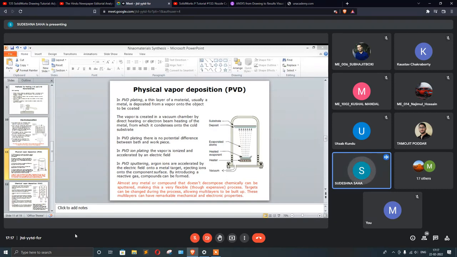Okay, so here, if you look at the bottom, it has been mentioned that almost any metal or compound that doesn't decompose chemically can be sputtered, making this a very flexible process. Targets can be changed during the process, allowing a multilayer to be built up on a certain substrate, and these multilayers can have remarkable mechanical and electronic properties. So all these variations are possible with physical vapor deposition.